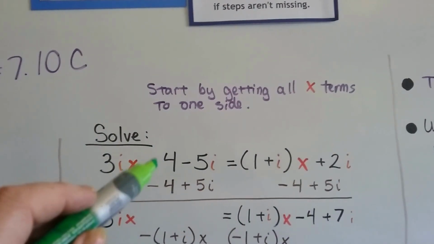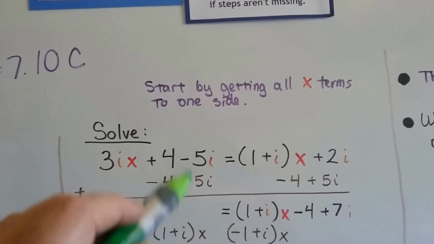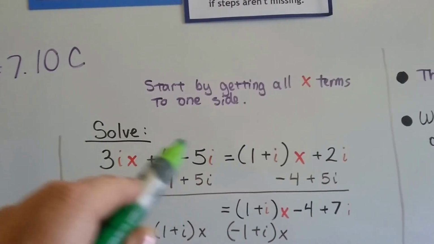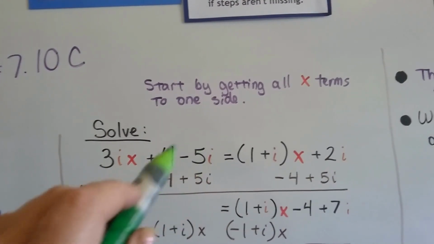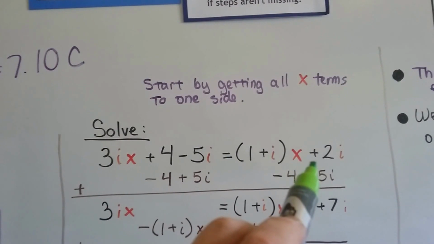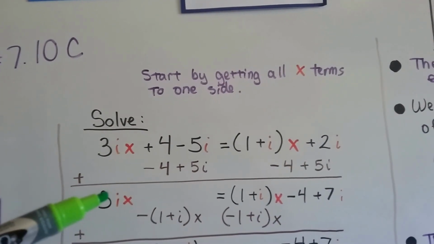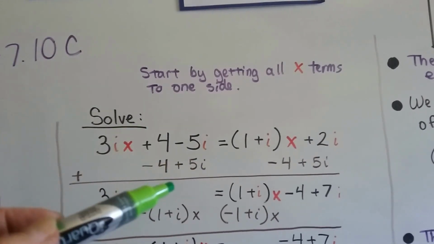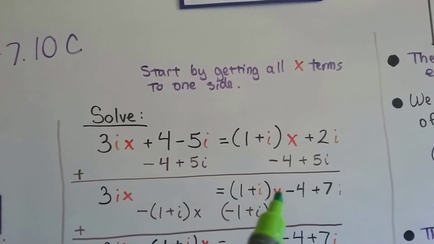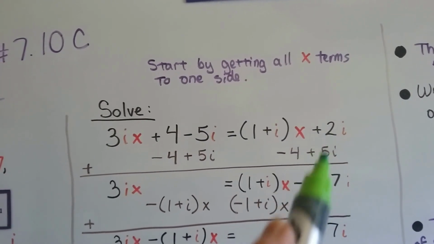So we're going to do adding a negative 4 and a positive 5i to isolate and get rid of this, to eliminate this as an additive inverse. So we're going to put it on this side also because we have to do the same thing on each side of the equation. So now on this side we just have 3ix because that got eliminated. And on this side we have (1 plus i) times x minus 4 plus 7i. See?